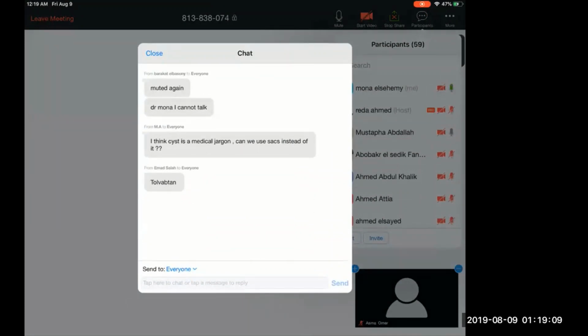Yes, I think this is a medical jargon. You mentioned fluid-filled sacs, which could be cysts. Yes, if you explained it once, you can use the terminology after this, but you have to explain it for the first time.